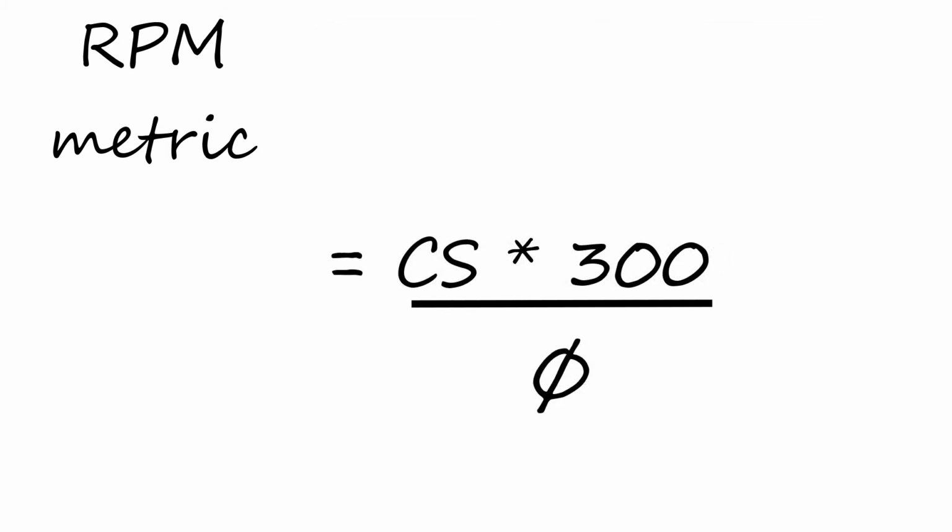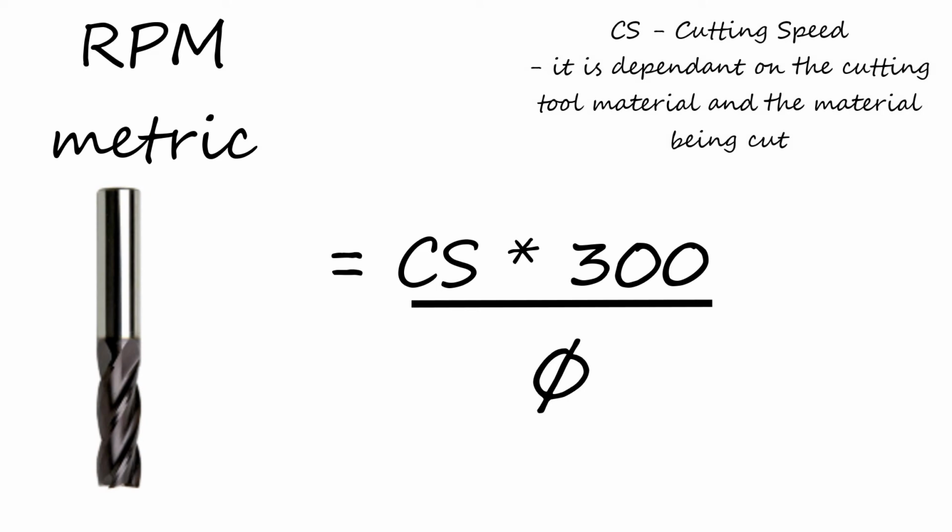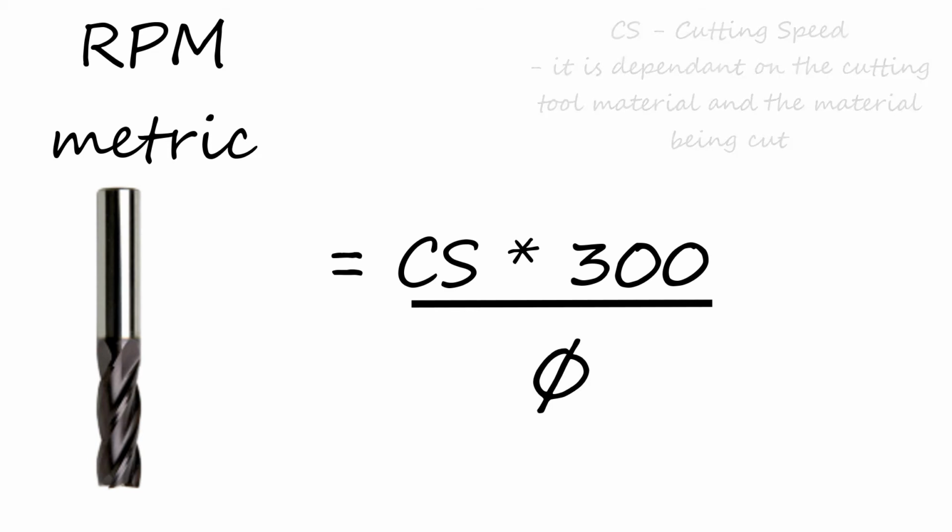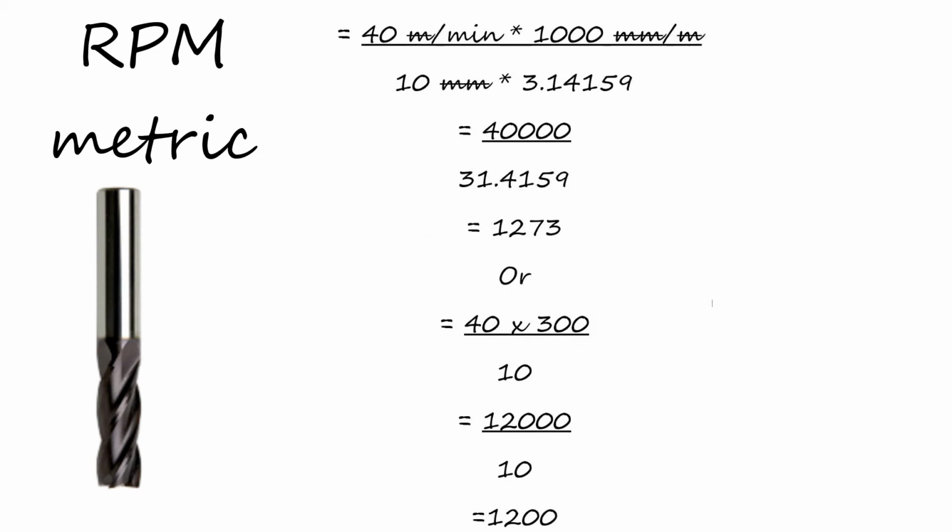To ensure you understand how to calculate the RPM, let's do some sample calculations. If I were to use a 10 mm high-speed steel cobalt end mill to cut mild steel, the RPM would calculate to between 1200 and 1300. Any RPM within this range would be a reasonable starting point for this cutter in this material.